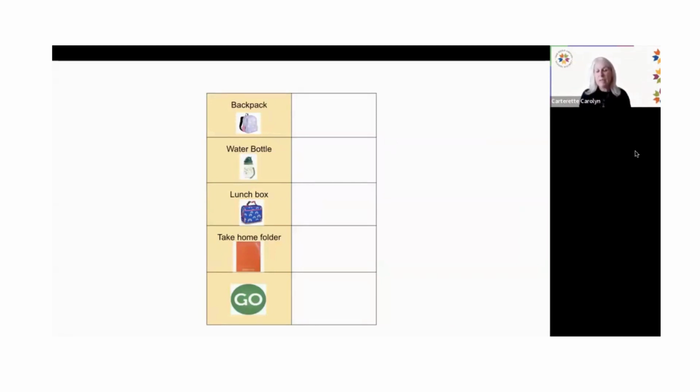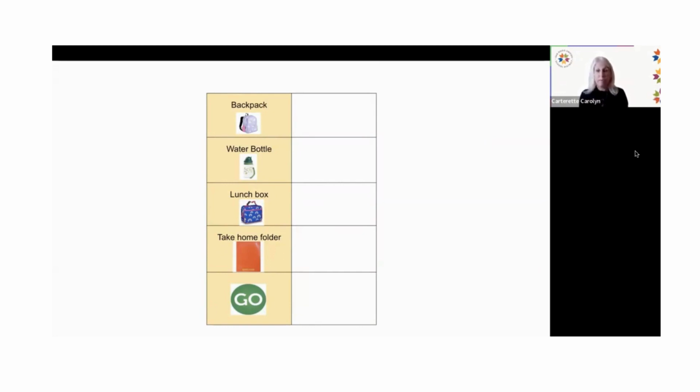And then at the bottom, you see that little go symbol. And what we want to do there is, as soon as they've done the routine and put these four items away, what's next, right? That's often the question. Teacher, what do I do next? We can take the guesswork out of that by putting a picture there.